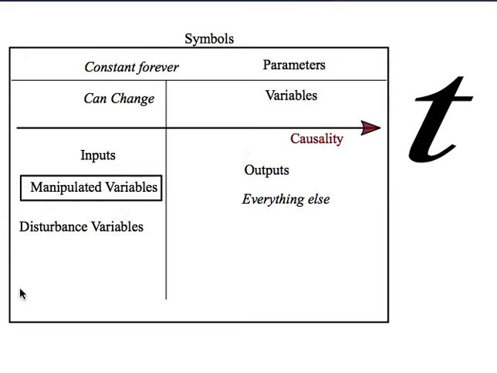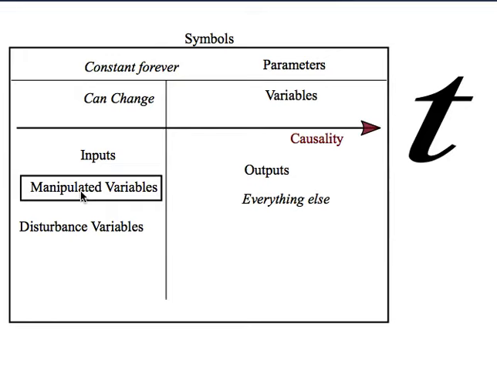Now, within inputs, we distinguish between manipulated variables and disturbance variables. I've put manipulated variables in a box here. So again, every input is one of these things. It is either a manipulated variable or a disturbance variable. How do we tell the difference? Disturbance variables are things that happen to us outside of our control. Right? They just happen.